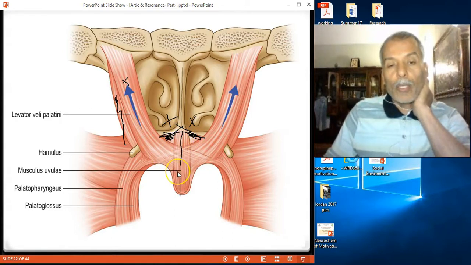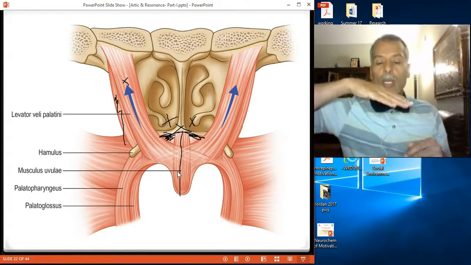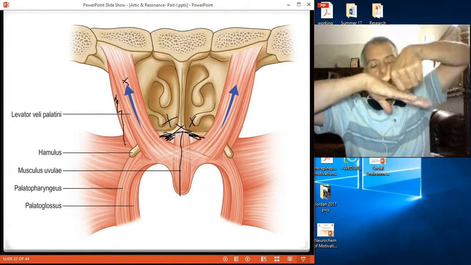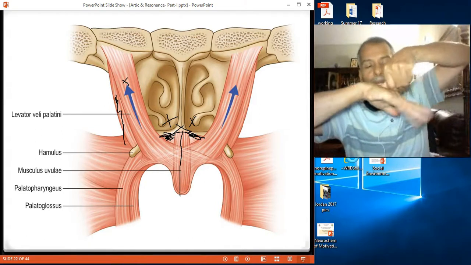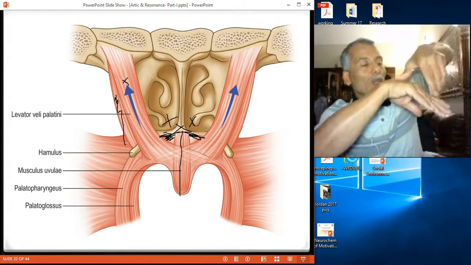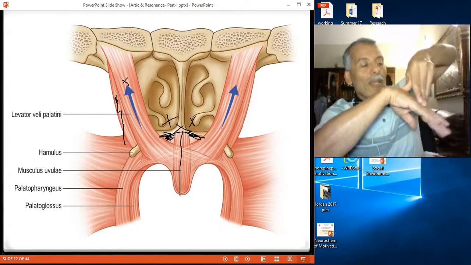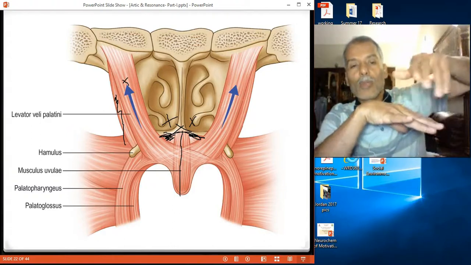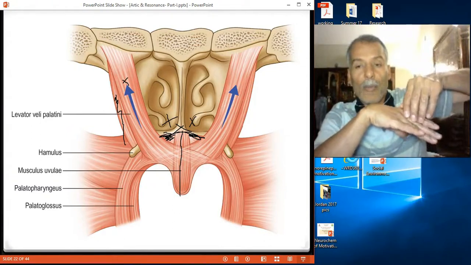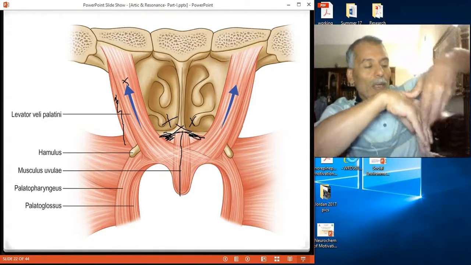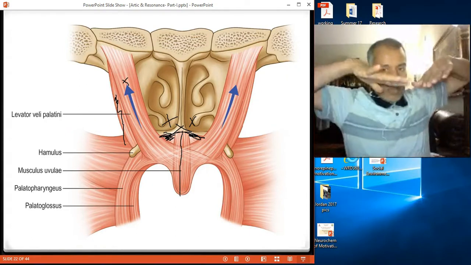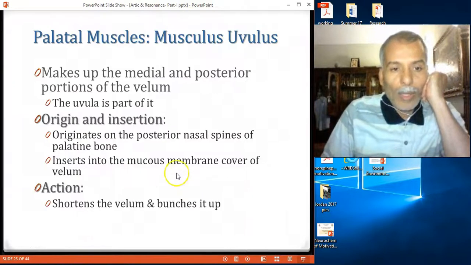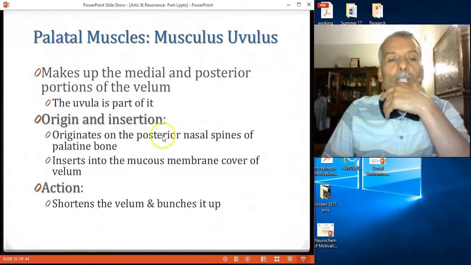So how the Musculus uvulus works is, when it contracts, it lifts up and it shortens itself. Naturally, when it contracts, it's going to shorten itself, and from the top it will bunch itself up, so that will elevate. At the same time, it will work together with the levator veli palatini, and they're going to lift up, and the levator is going to also pull back. So now you have two movements. And here's the origin, as I explained.